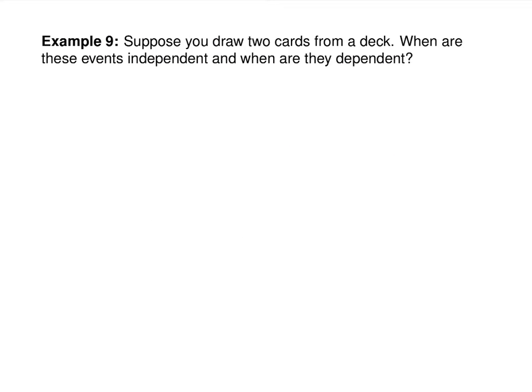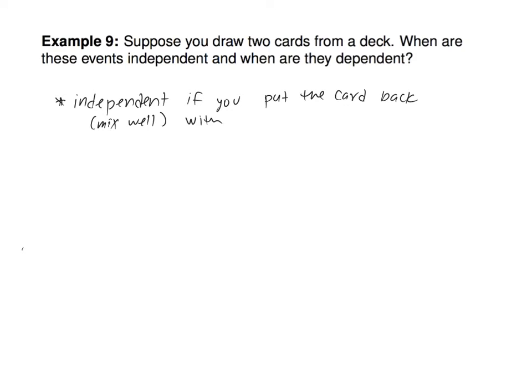I think that's the question, right? Suppose you draw 2 cards from a deck. When are these events independent and when are they dependent? So they're independent if you put the card back. And we're going to also say that you mix or shuffle well. And this is called with replacement. When would these events be dependent? If you do what with the card? If you, yeah, don't put the card back or keep the card out.